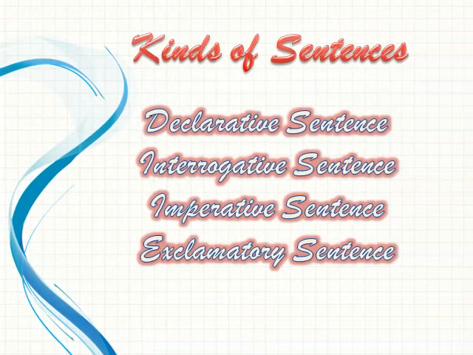So now we come to know what is a sentence and what is a phrase. If we talk about only sentences, we have different kinds of sentences. If we categorize all these sentences, we have four different kinds of sentences. The very first type is the declarative sentence. The second type is the interrogative sentence. The third type is the imperative sentence, and the last type is the exclamatory sentence.